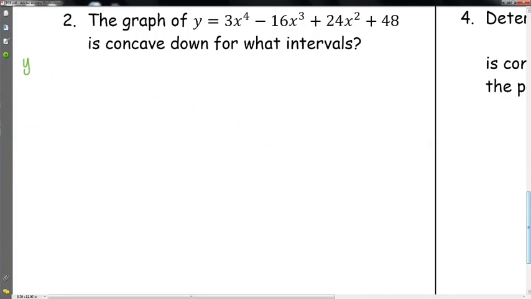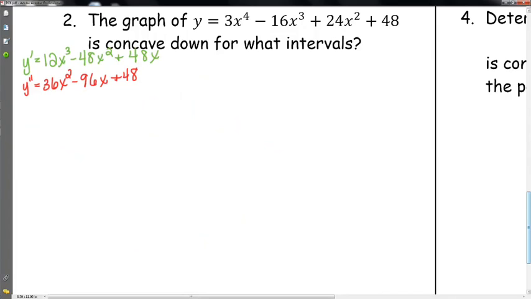And so let's go and take our first derivative. So y prime is going to be equal to 12x to the 3rd minus 48x squared plus 48x. That means y double prime, or the second derivative of y, is going to be 36x squared minus 96x plus 48.